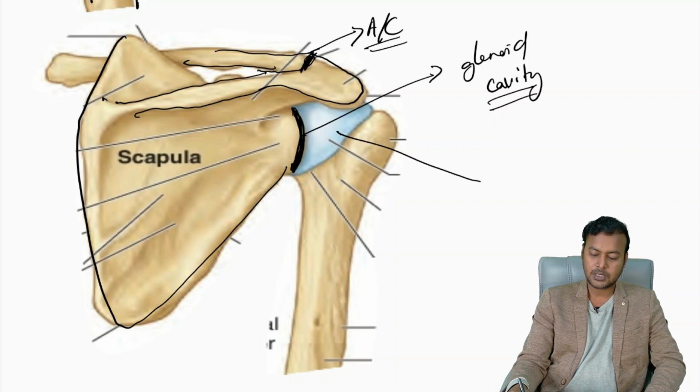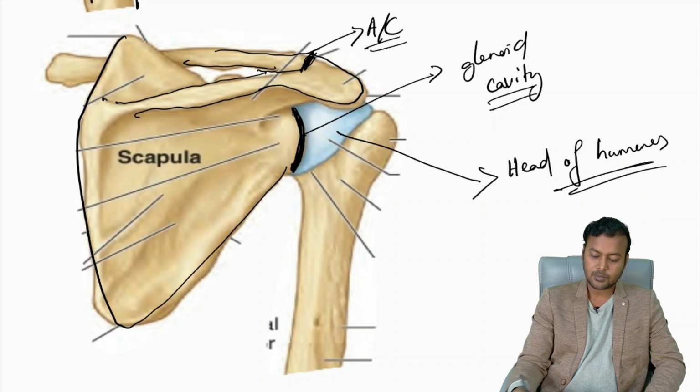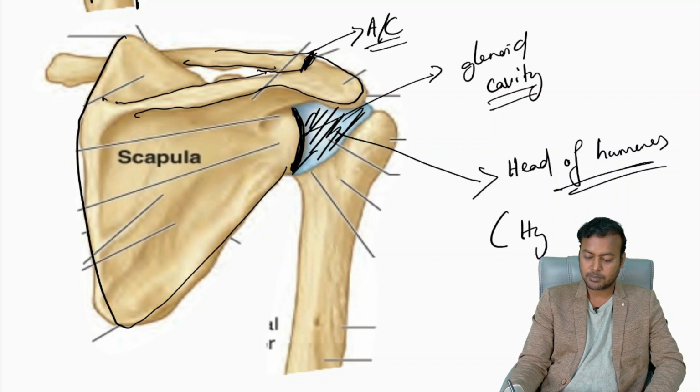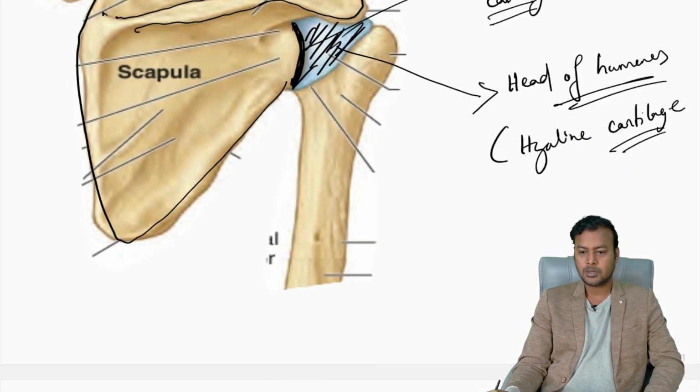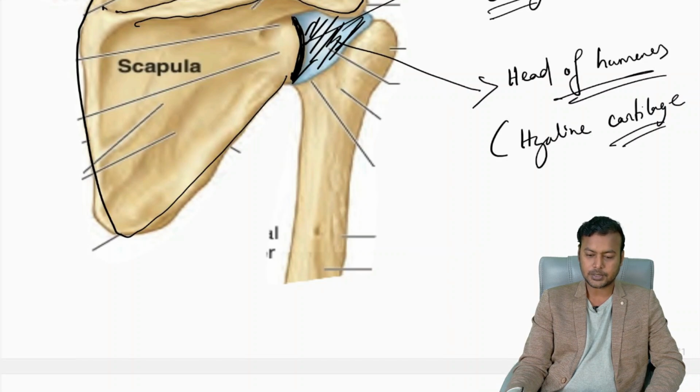Here you can see the head of the humerus. And what is this sky blue colored structure? This head of the humerus is lined by the hyaline cartilage or the articular cartilage. So, all the articulating surfaces in the synovial joints are covered by hyaline cartilages.